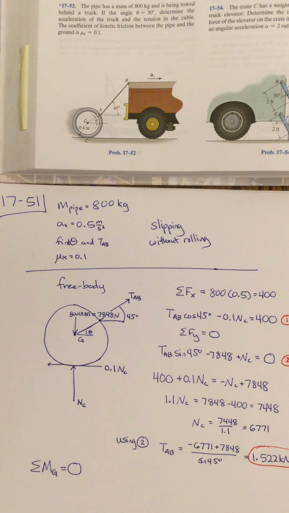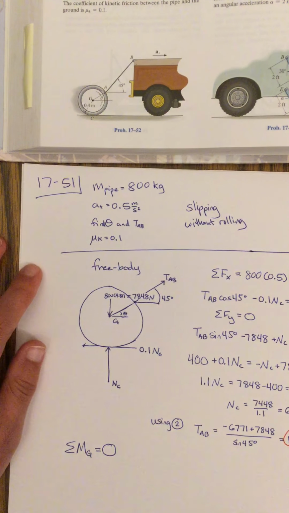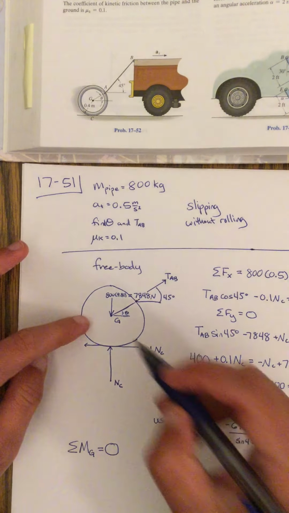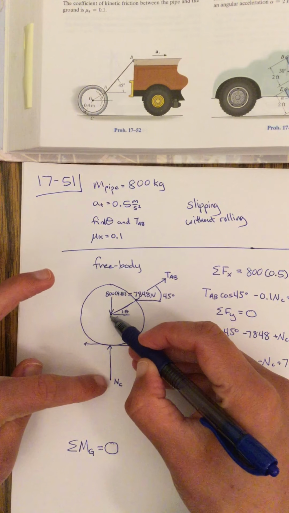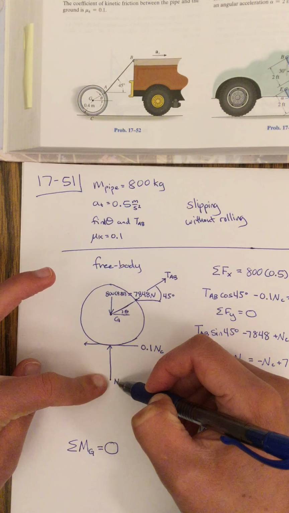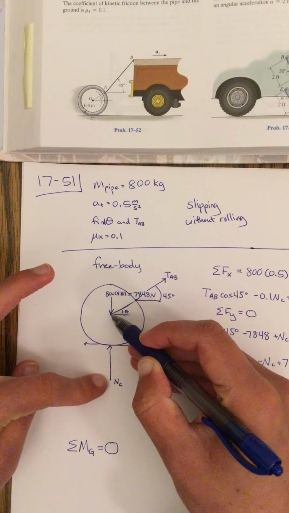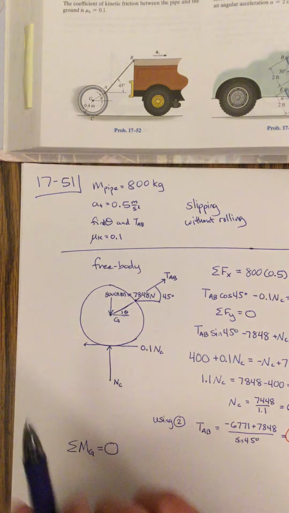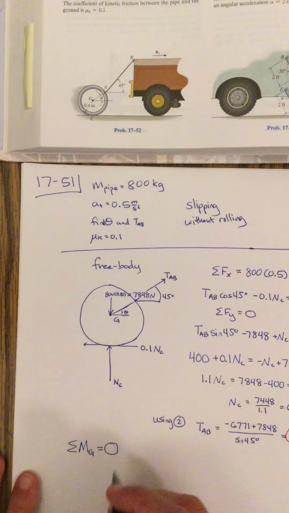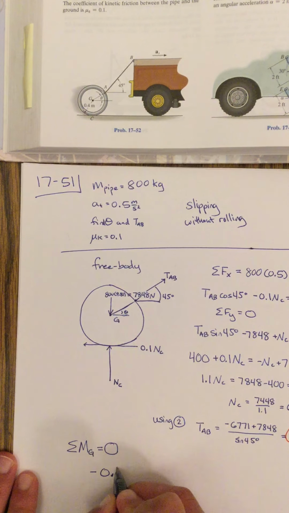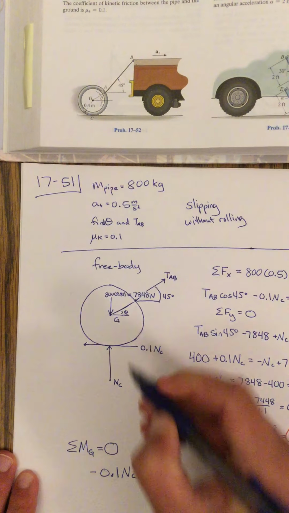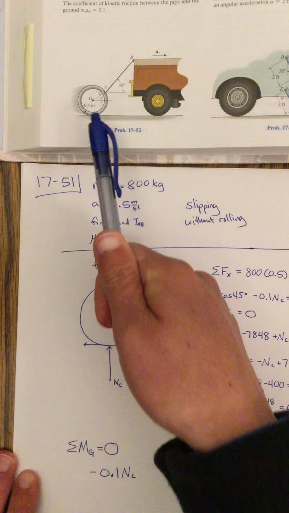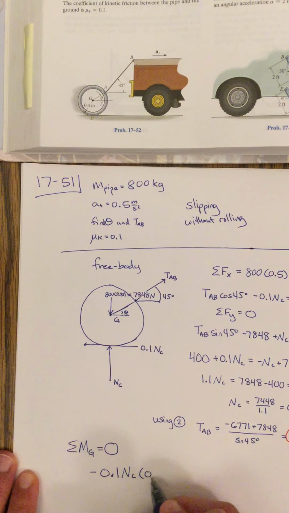So, I guess I can just go ahead and do that here. So if I'm summing up the moments about point G, when I look at the normal force and do the moment for the normal force, that gives me 0. For the force of friction, that would cause rotation in the negative direction, so it's minus 0.1 times N_C. And what is this distance here? That is 0.4 meters.